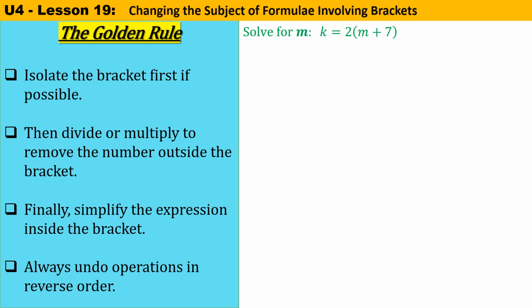Moving into our third example. By now, it should be coming easy and understandable for you. So we're making m the subject. So we first divide by 2 to eliminate it from the right side. It's k divided by 2 equal 2 times m plus 7, over 2.